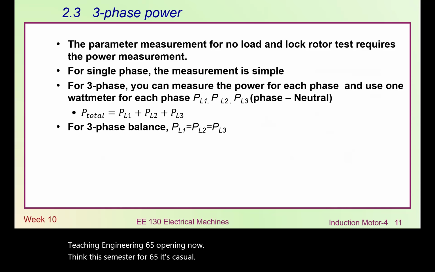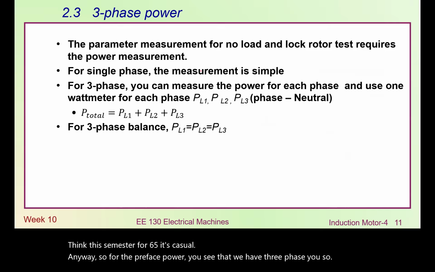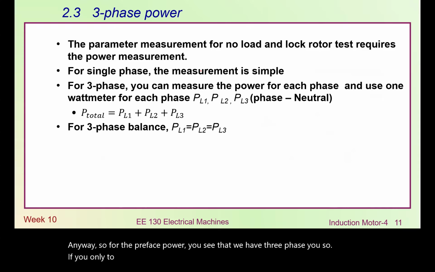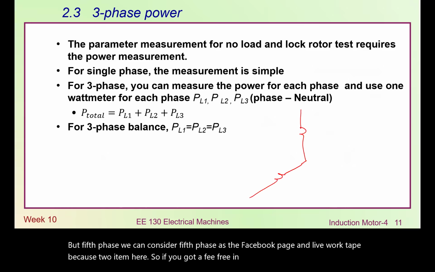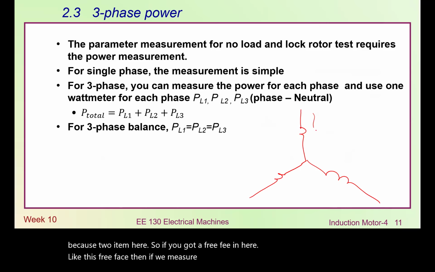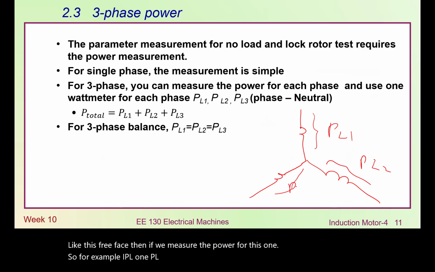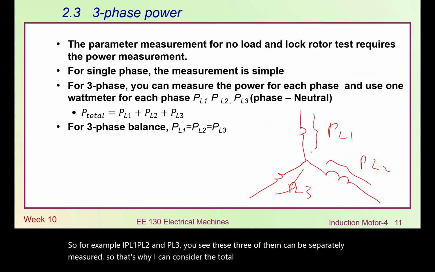Anyway, for three-phase power, if we only measure a single phase, it will be quite straightforward. But with three-phase, we can consider phase voltage and line voltage, two items here. If we have a three-phase system like this, and we measure the power, for example PL1, PL2, and PL3, these three can be measured separately. So we can consider the total power to be the summation of the three of them together.